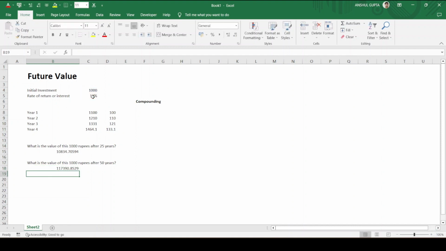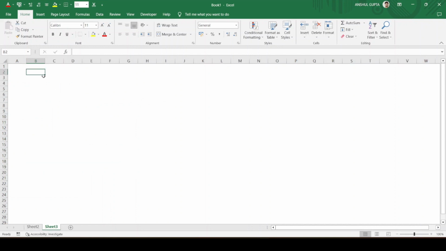Press enter. As you can see, the value of 1000 rupees after 50 years is 1,17,390, and it's not the double of 10,834, it's roughly 10 times of it. So this is known as compounding, and this is the whole concept of future value of time value of money. The second component of time value of money is present value. So let's understand this as well using certain examples.